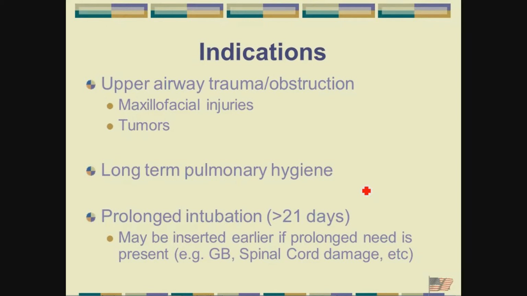So if we know, and the time frame is always a moving target, most people say somewhere between 14 and 28 days. If we're ventilating that long, we probably need to put something other than an endotracheal tube in, because they're going to be a long-term management. So with those patients with Guillain-Barré, spinal cord injuries, that I know they're never going to come off the ventilator anytime soon, they'll have a trach in place.